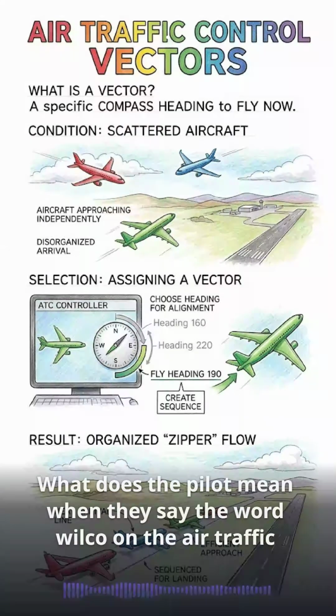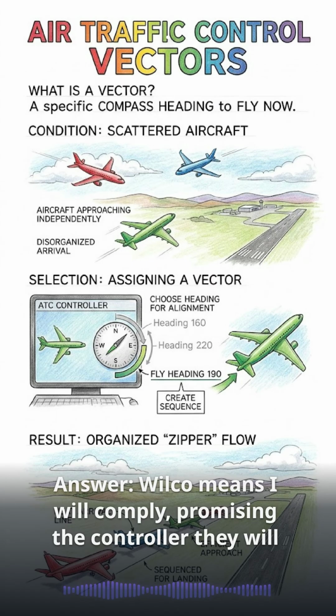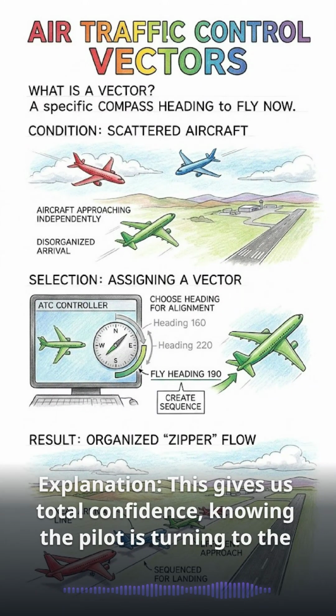54. What does the pilot mean when they say the word Wilco on the air traffic radio today? Wilco means I will comply, promising the controller they will follow the new flying instructions safely now. This gives us total confidence, knowing the pilot is turning to the correct new airplane heading safely.